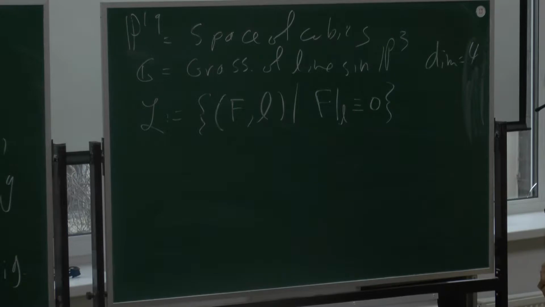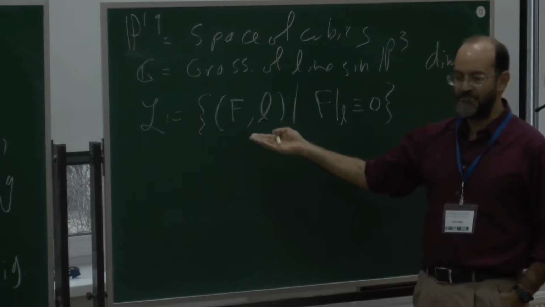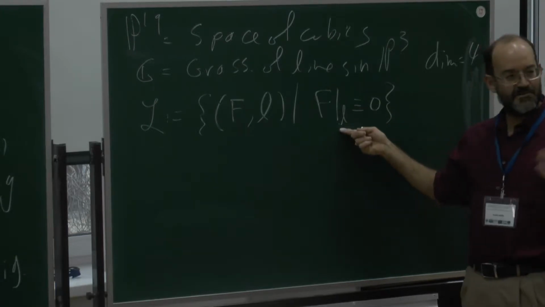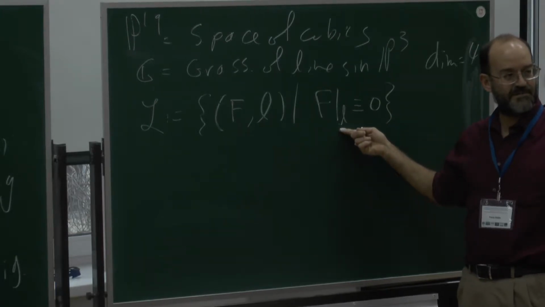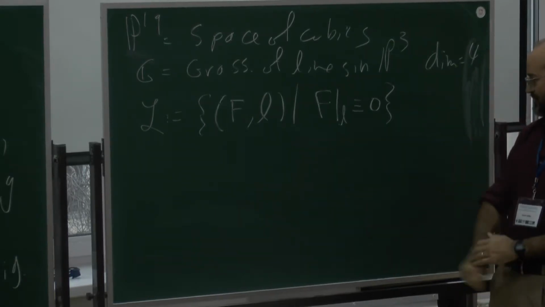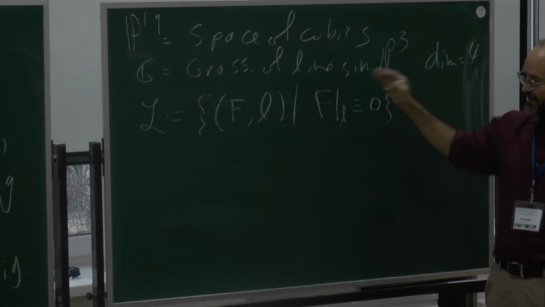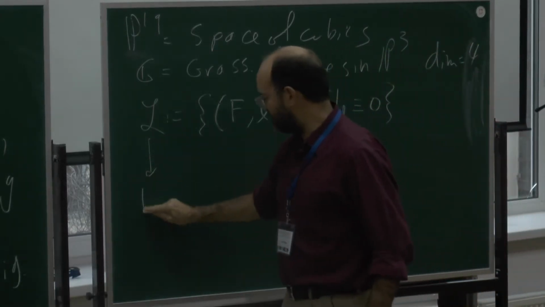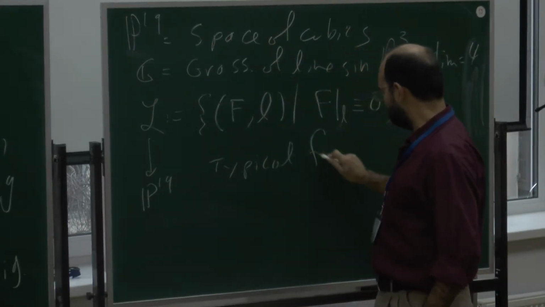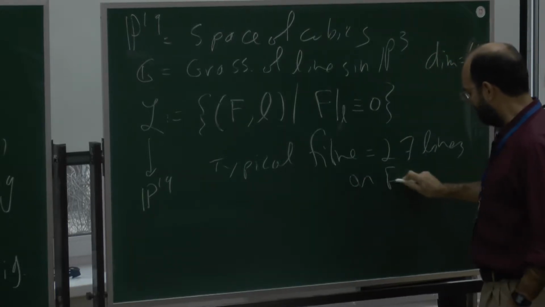And it's not hard to see, by fixing a line and looking at the fiber, that this is smooth and has dimension 27. That's because if I restrict a cubic to a line, it's a homogeneous cubic on the line that has 4 coefficients, and the equations are essentially linear in the coefficients, so this is really an affine bundle over the Grassmannian. But it's of course most interesting if you project it down to P19, and then the typical fiber is the 27 lines on the cubic.